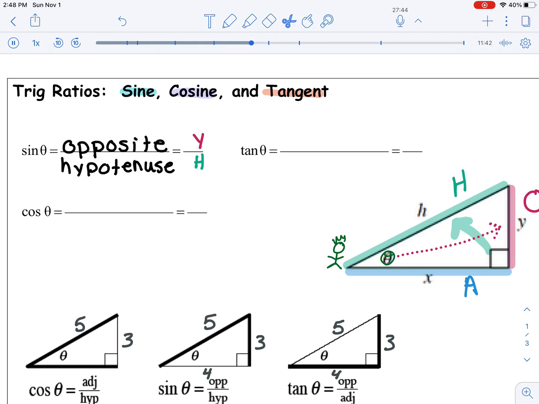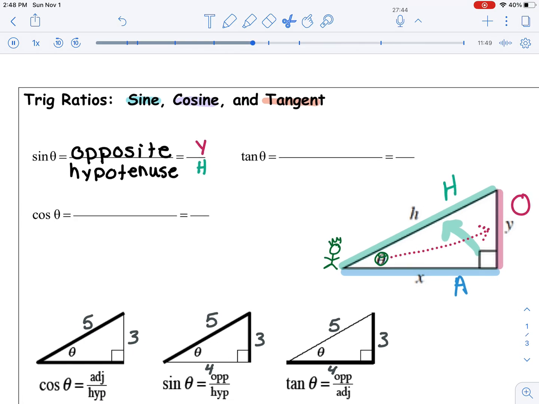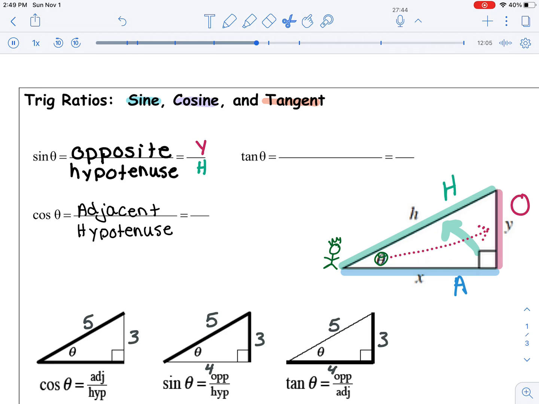The cosine ratio is what I get when I take my adjacent side and I divide it by the hypotenuse. So there's my adjacent, my hypotenuse, and in this case, my adjacent side was labeled with an X, and my hypotenuse labeled with an H.